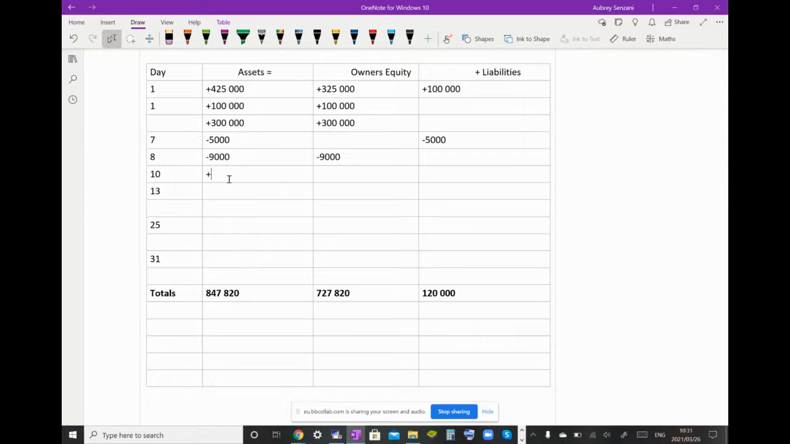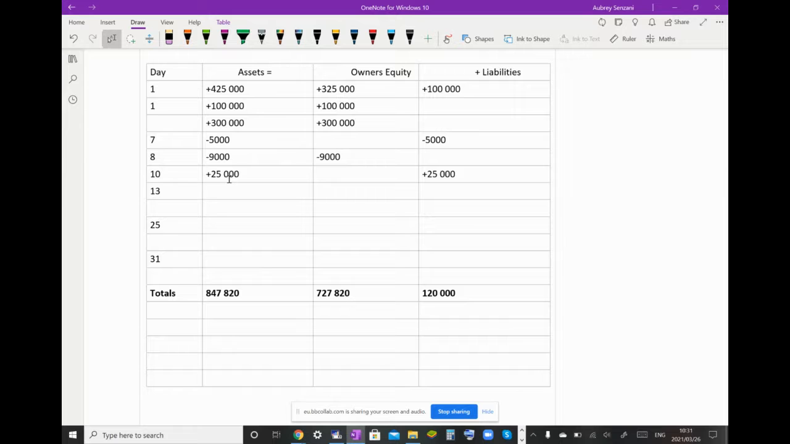Plus how much? 3,000. 25,000. Okay, awesome. And we bought that on credit. Creditors' control is going to be affected. Therefore, our liabilities is going to be affected. 25,000. Cool. Awesome stuff. Right.